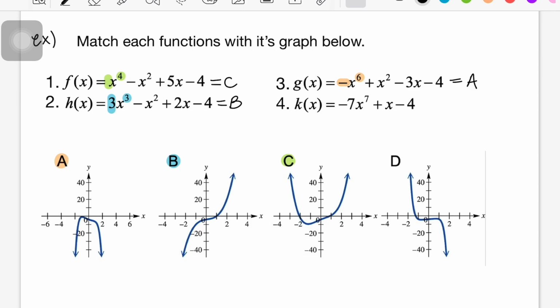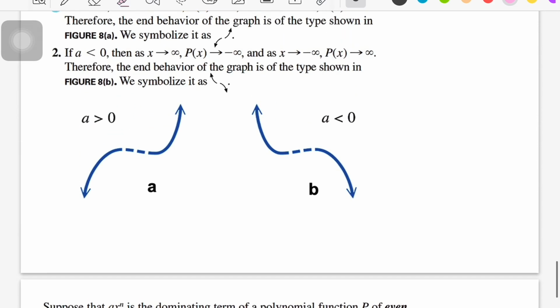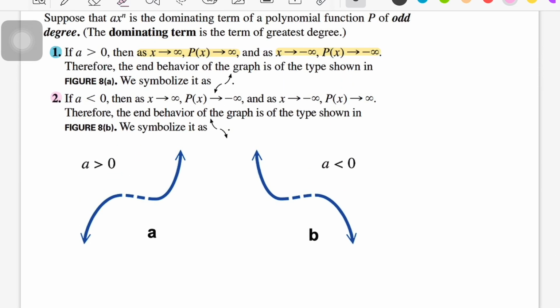Now for our last function here, it must be the case that this is the graph for this function, but we'll just make sure here. So we have degree 7, and the coefficient of our leading term is negative. So we have odd degree, and our coefficient is negative, so we're looking at this case here. And for this case, we know that as x goes to infinity, our function is going to go to negative infinity, and as x goes to negative infinity, our function is going to go to positive infinity. So a graph that looks somewhat like this.